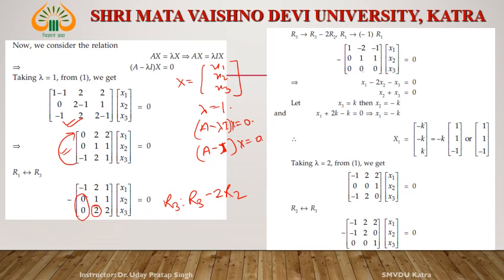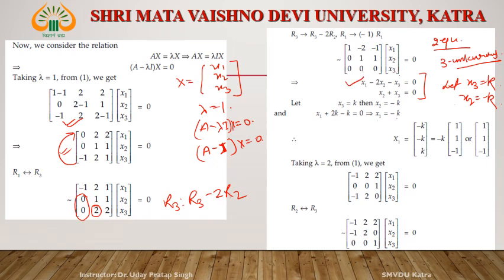So this system is converted into this form: 1 into x1 minus 2x2 minus x3 equal to 0, and 0 into x1, 1 into x2 and 1 into x3 equal to 0. See here, total number of equations is 2 and unknowns are 3. So let us assume x3 is equal to k. Then x2 equals minus k. Putting x2 and x3 in this equation, x1 equals minus k.